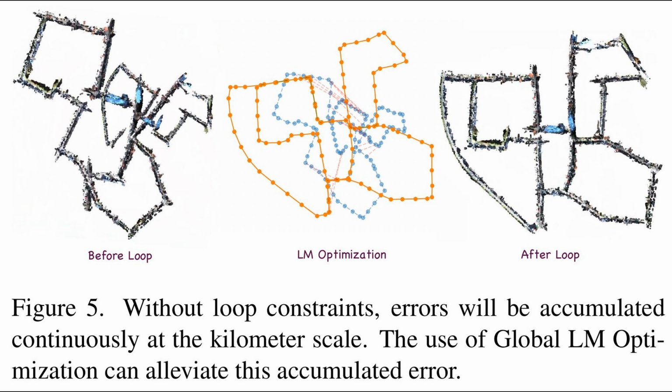And this figure really drives home just how critical that final optimization step is. On the left, you see the map of before loop. This is what happens with just sequential alignment. The small errors add up, and the whole map becomes a tangled mess. The middle part shows the optimization in action. It's using what's called the Levenberg-Marquardt algorithm, a standard technique for finding the best fit to pull the distorted path back into a consistent shape based on those loop closures. The result, on the right, is a clean, globally accurate map.